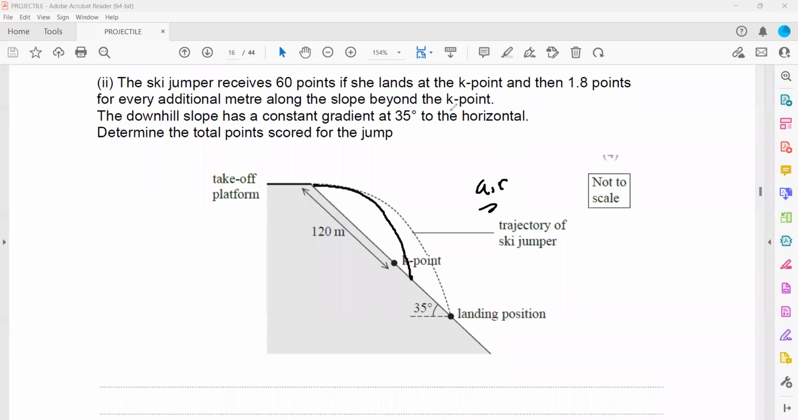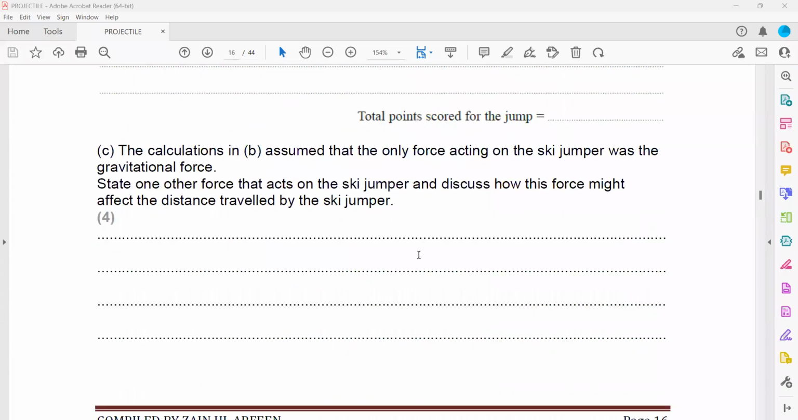So it's a 4 marks question. What are the points you will mention for this one? First thing you will mention, there will be air resistance or drag, and due to this air resistance, the horizontal component will not be constant. It will have a deceleration, or it will reduce the horizontal velocity. As a result, it will cover a shorter distance.